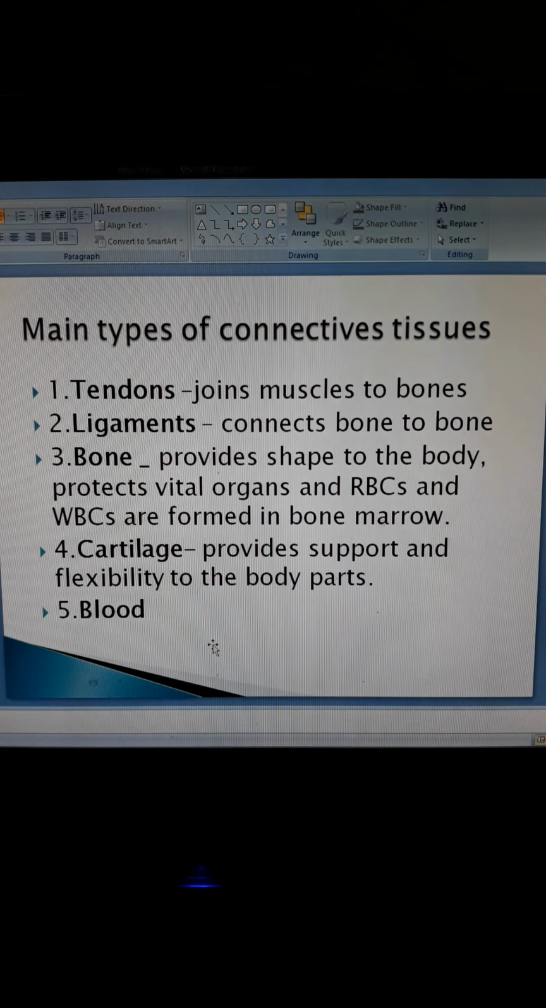The fourth main type of connective tissue is cartilage. Cartilage is a non-porous and elastic connective tissue. Where do we find this? We find this kind of connective tissue, that is cartilage, in the ear pinna, in the nose tip, in the epiglottis, and in the lower part of the rib. Mostly we can see that when we do something and we are scolded by someone, they twist the ears or nose. How is it possible? We don't feel pain also, because they are made up of cartilage and they are flexible.